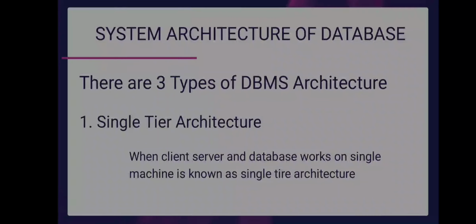Like external level, conceptual level and internal level, and also the database. For example, you have a camera in your phone and you click a photo, that is the external level. It is stored in a gallery, that is the conceptual level, and it is also stored in a different database like file storage, that is known as the internal level. So where client, server and database work on a single machine, that is known as single tier architecture.